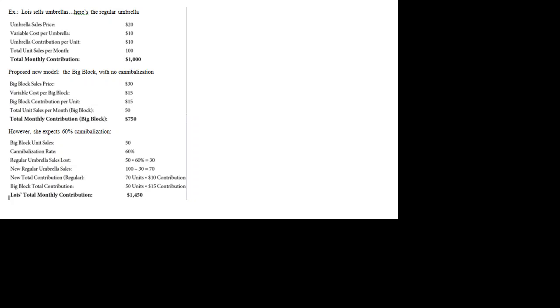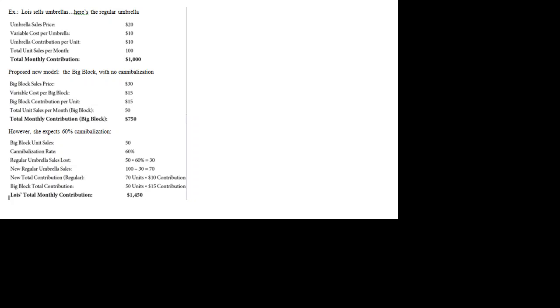Therefore, it's going to hurt the number of units sold of the original umbrella. Okay. So what you do to determine the number of original umbrella sales that are lost to cannibalization is you take the sales of the new product, multiply it by the cannibalization rate, and that gives you the number of units lost of the old or the original brand. So 50 sales of the new product, multiply it by your cannibalization rate of 60%, you're going to lose 30 sales of original umbrellas to the Big Block.